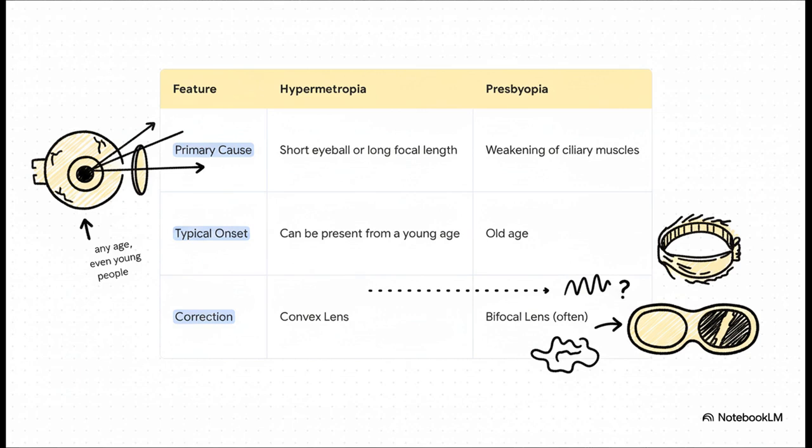Now, what about the typical onset? When does it start? Well, hypermetropia can be there from a young age. Presbyopia, however, is a problem of old age. And finally, the correction. Hypermetropia is corrected with a convex lens. For presbyopia, especially when a person has both defects, they will often need a bifocal lens.